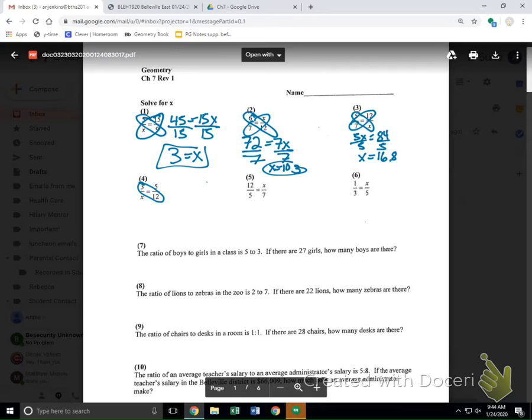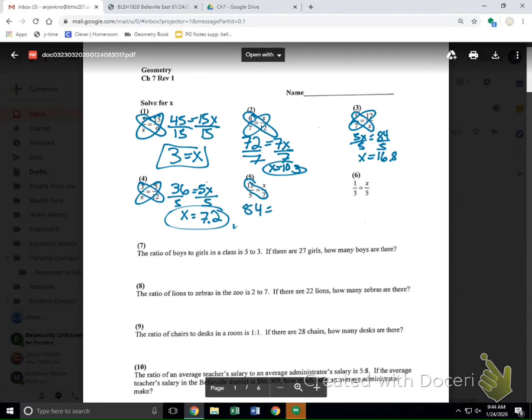Okay, over here, 3 times 12. Let's actually take a second. We're going to resume. 3 times 12 is 36. 5 times x is 5x. Divide by 5. X equals 7.2.